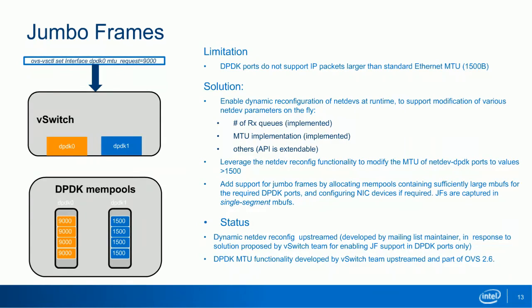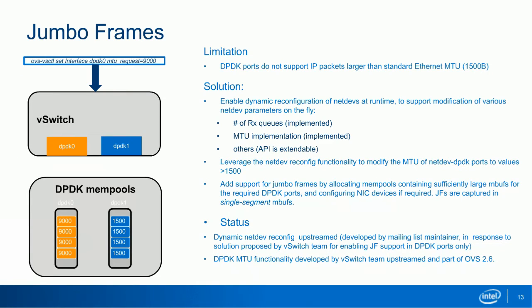The solution for this came in two parts. One was that we wanted jumbo frames to be settable dynamically on your ports, i.e. it's not just set when the port is created and initialized; you can set it and change it as need be. For this to be implemented, we were waiting for a piece of code which is dynamic reconfiguration of netdevs at runtime. So this was a dependency for jumbo frames. We worked with the community for that, and once that piece of code was available, we were then able to implement our new MTU implementation.